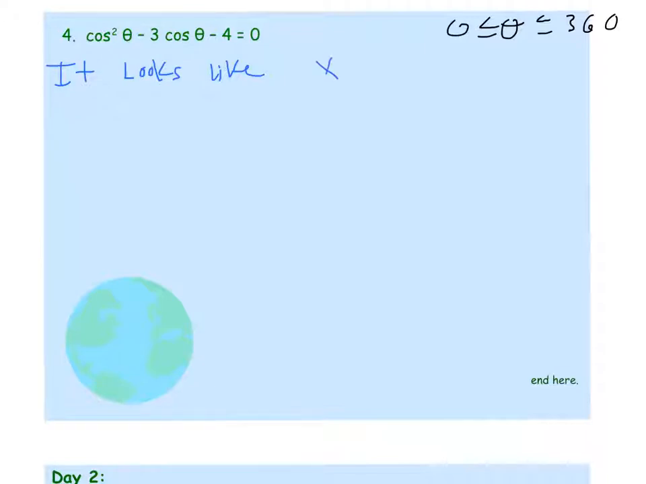It kind of looks like x squared minus 3x minus 4. Like a quadratic. It's pretty darn similar to that. So we actually handle this case very similar to how we would handle a quadratic. We would try to factor it first.